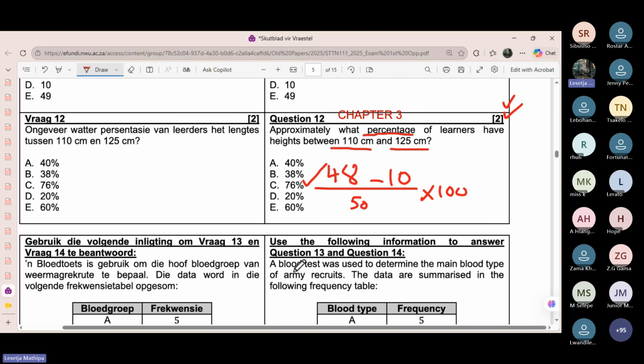And again, if they say the relative frequency of learners who have heights between this one and this one, we know that with the relative frequency, you need f divided by N. So this question refers to relative frequency, but they are not telling you that it's a relative frequency.